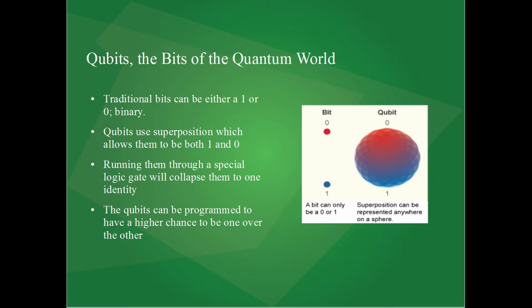Qubits are the quantum bits of a quantum computer. Whereas traditional bits can either be a 1 or a 0, they can only be two possible choices, qubits can be any possible combination of 0 and 1. Running a qubit through a special logic gate will collapse them into one specific identity, but qubits can be programmed to have a higher chance to be a 0 or a 1 depending on what they're needed for. So you could have 70% 0 and 30% 1, so you'd have a 70% chance of being a 0.